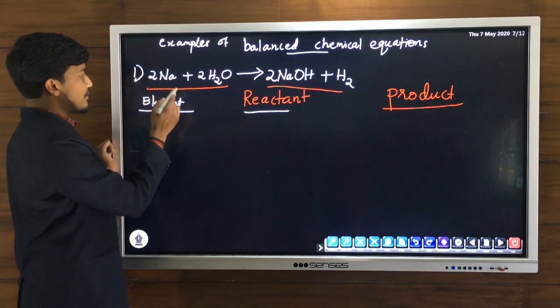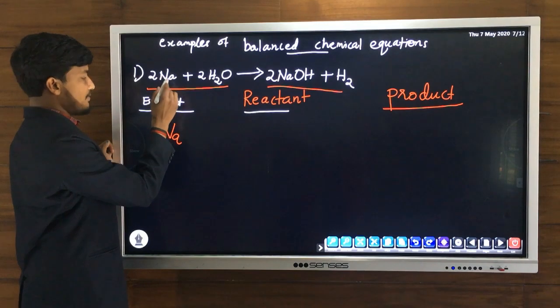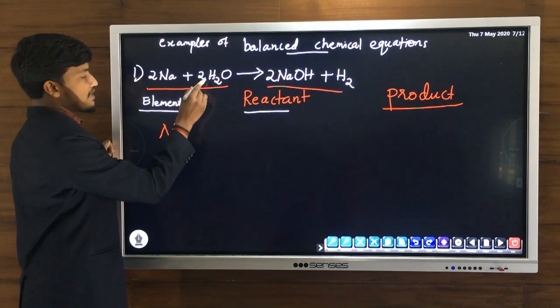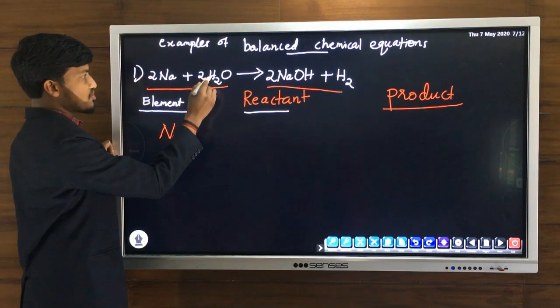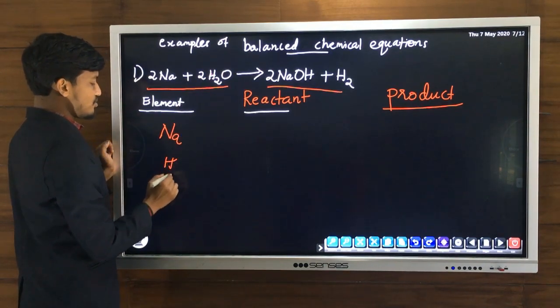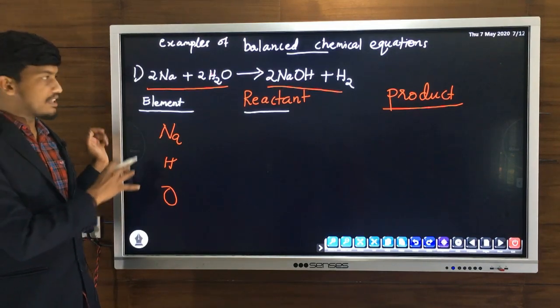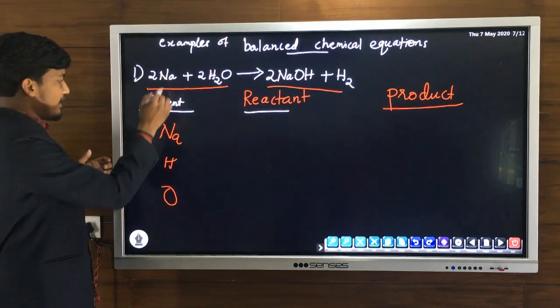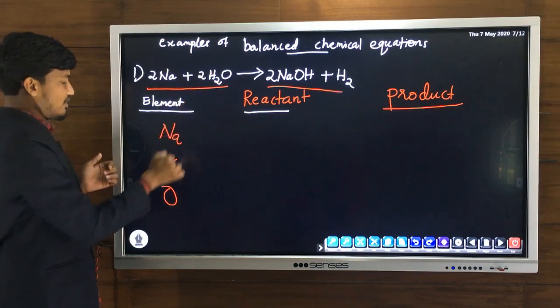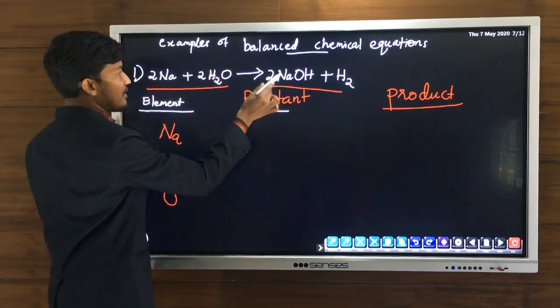First one, Na, sodium. So the first atom we can write Na. Na we have taken now. Second compound H2O. From H2O first atom H, hydrogen, and we have one more atom in H2O, that is oxygen. So these are the three elements present. Only three atoms are present in this equation, Na, H and O. So on the right side also we will have the same atoms only.